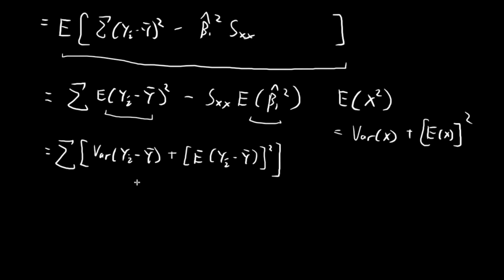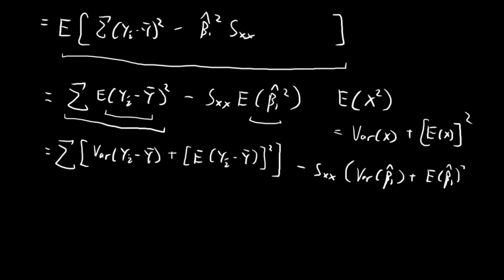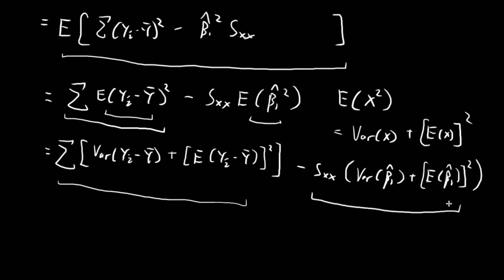So we have this first term over here corresponding to this first term, and then for the second term we do the same thing. We have s double x and the beta 1 hat squared, and this is just going to be equal to the variance of beta 1 hat plus the expected value of beta 1 hat, and then the square of this entire expected value. So now we need to evaluate these two terms. Let's deal with these two terms separately.